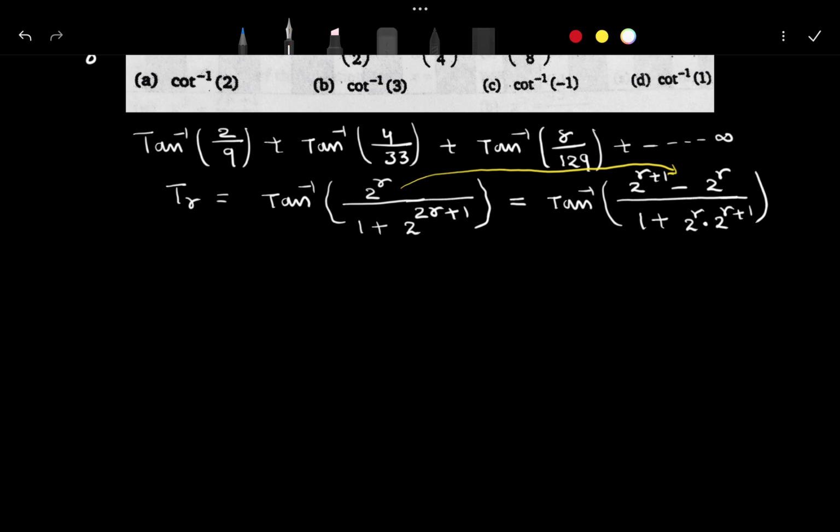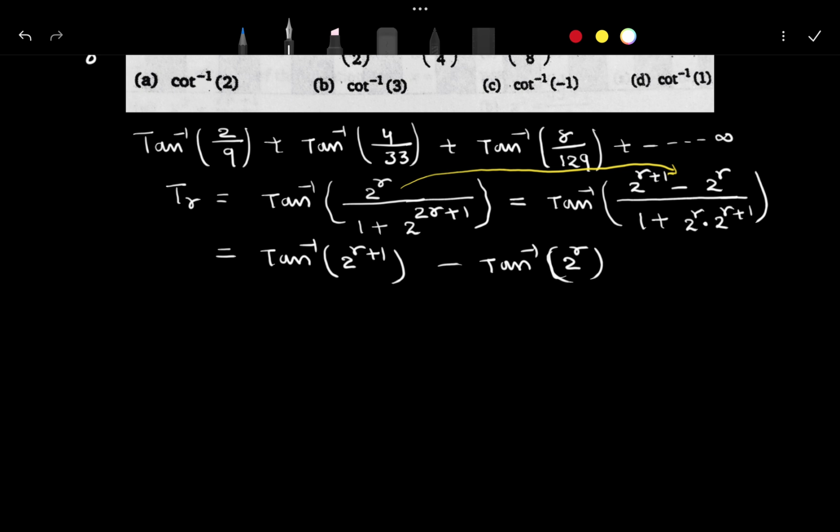So after this one, this expression is the tan inverse of x minus y by 1 plus x into y. So what is that value? This will be equal to tan inverse of x minus tan inverse of y. Tan inverse of 2 power r plus 1 minus tan inverse of 2 power r. So here this is the value.